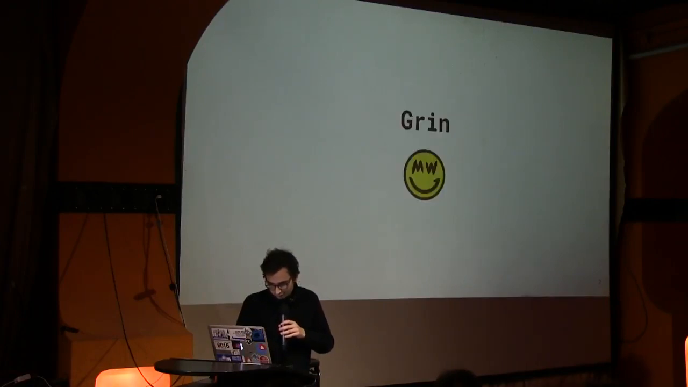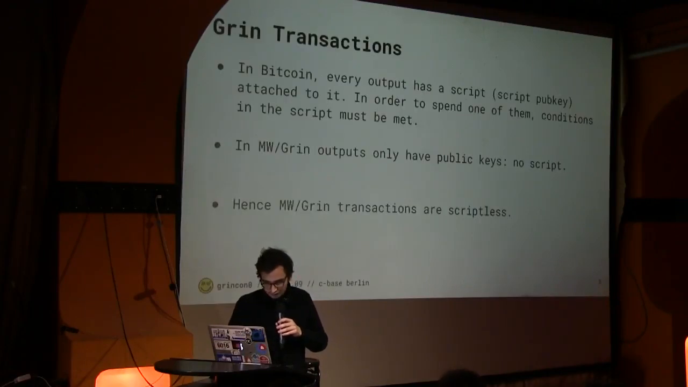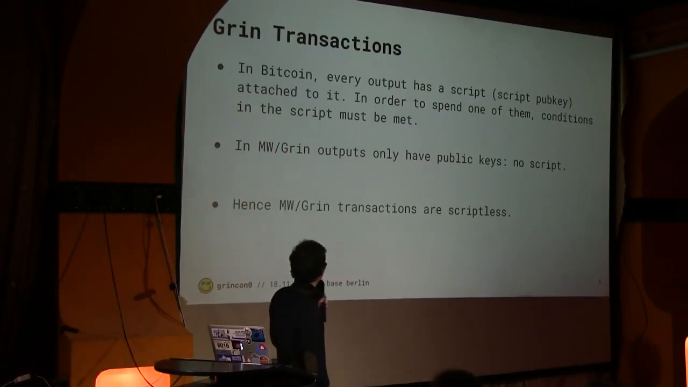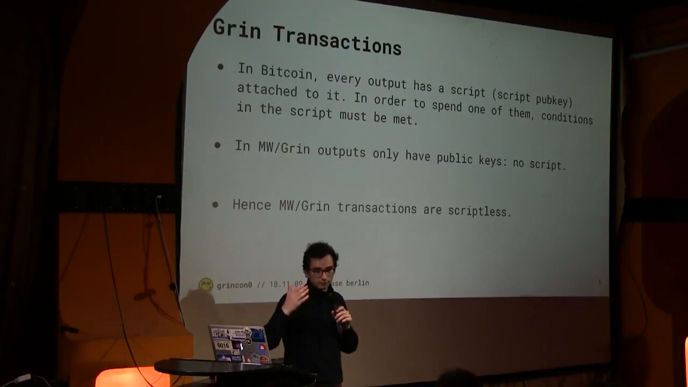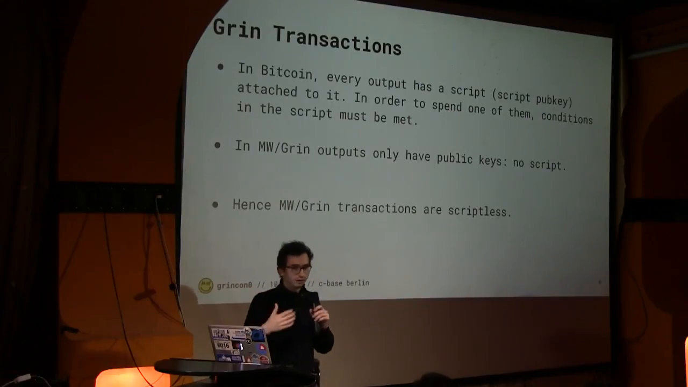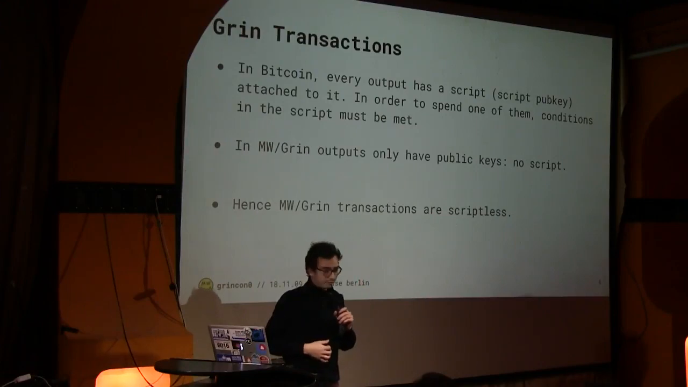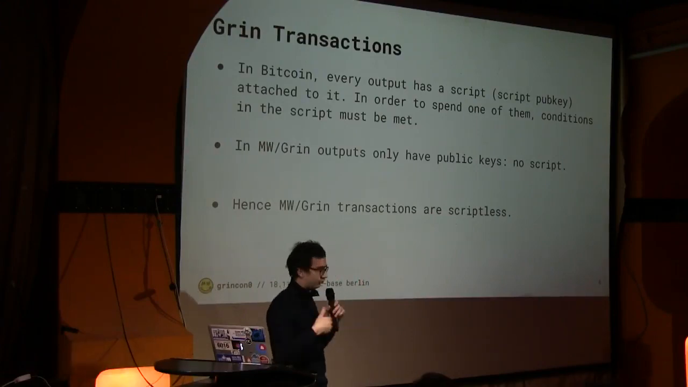Okay, so let's talk about Grin. Grin transactions are really simple compared to Bitcoin transactions. In a Bitcoin transaction, you have outputs, and there is a script with each output, and you need to verify some condition, like the stack has to be true, so you can spend the outputs. In Grin, it's really simple. It's basically just numbers.